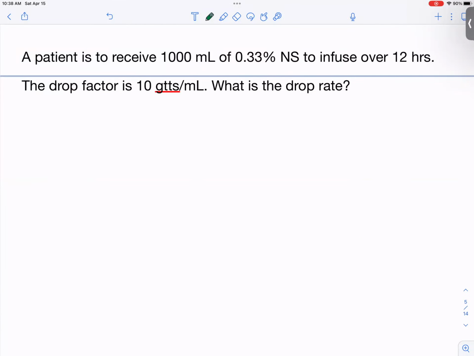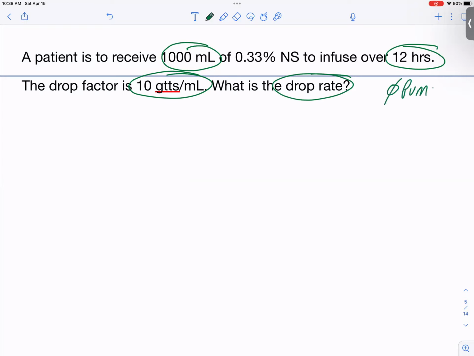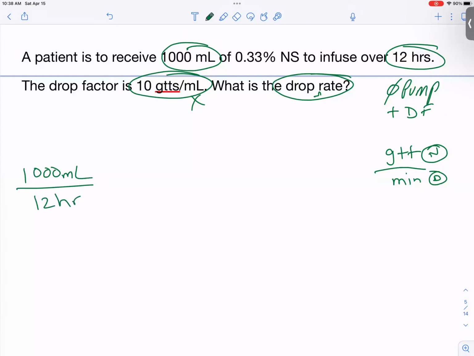It's saying a patient is to receive 1,000 milliliters of 0.33% normal saline to infuse over 12 hours. It has a drop factor of 10 drops per milliliter. What is the drop rate? So when I look at this question, the first thing I look for is the word pump. There is no pump. If there's no pump, but there is a drop factor, I am solving for drops per minute. I got to get drops in my numerator, minute in my denominator, no matter what. My doctor's order was 1,000 milliliters over 12 hours, volume over time.